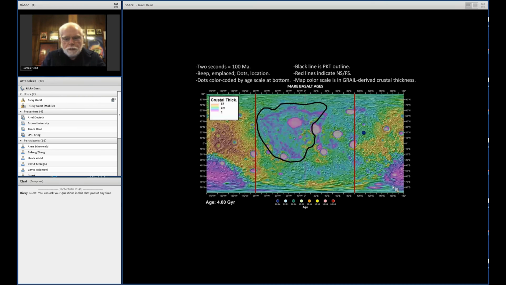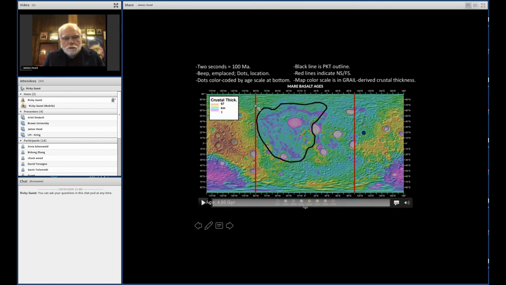This is a synthesis of all the dates that I've been able to put together. And the dots that you can see here, like this blue dot, will show the location of where that volcanism is. The dots are color-coded by age, scale at the bottom, so you can see, basically, each color is decreasing by 500 million years as we go towards the present.